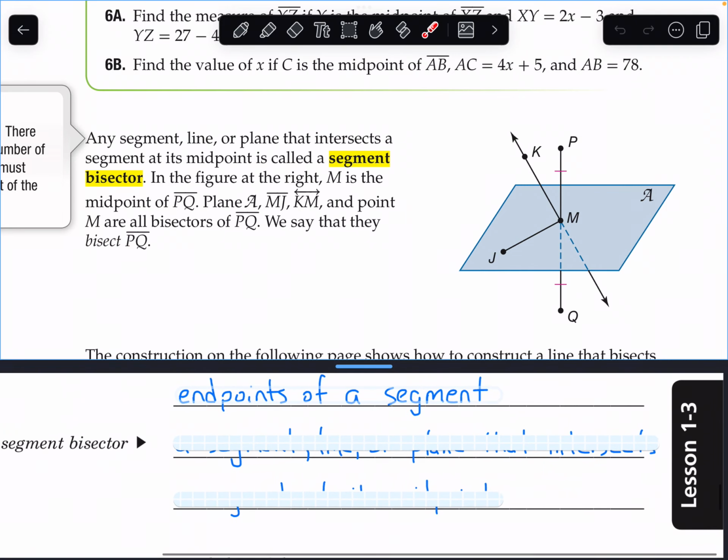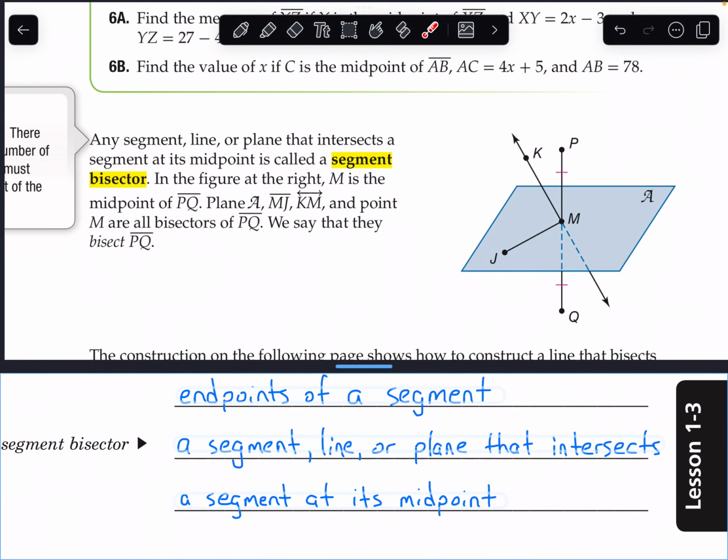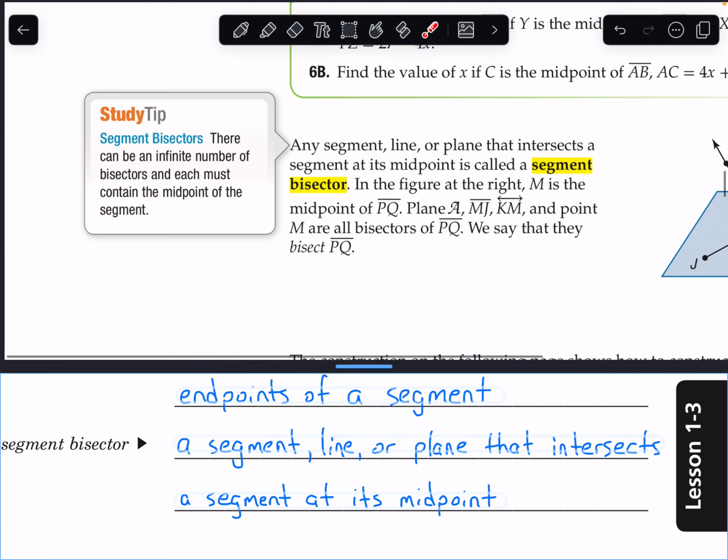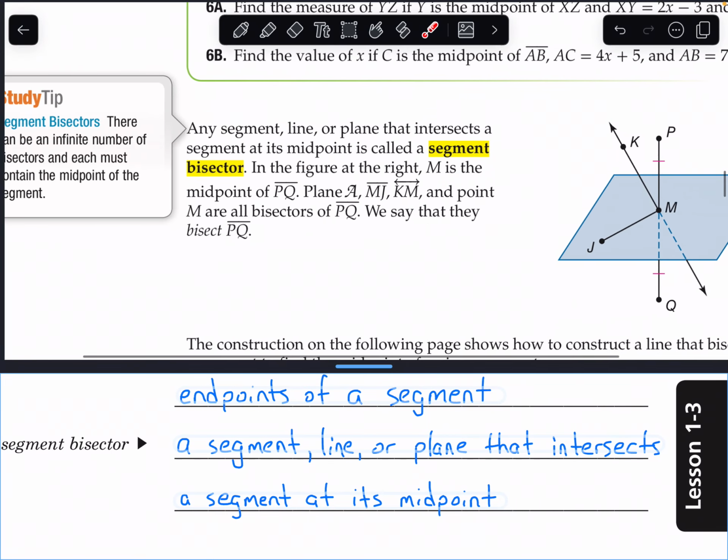A segment bisector is a segment, line, or plane that intersects a segment at its midpoint. So there could be an infinite number of bisectors. If it contains the midpoint of a segment, it's a bisector.